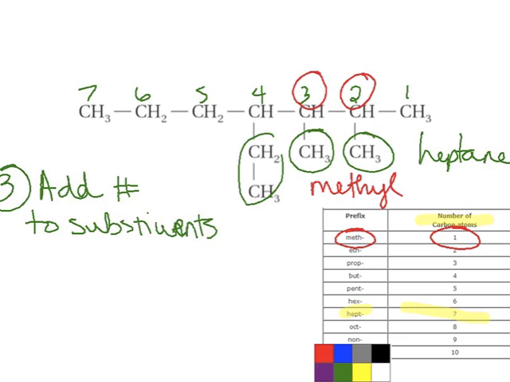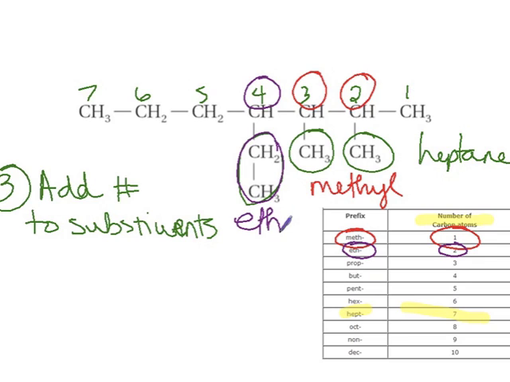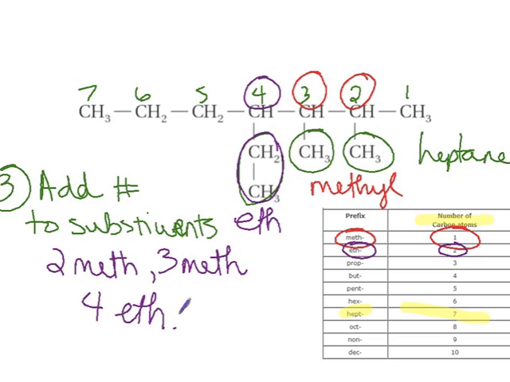This one is on 4. It is ethyl because it's got 2 carbons, so this is an ethyl. So that means that we have a 2-methyl and a 3-methyl and a 4-ethyl.